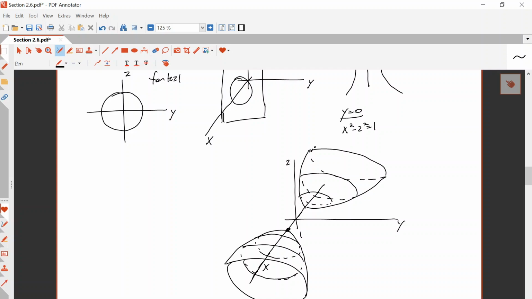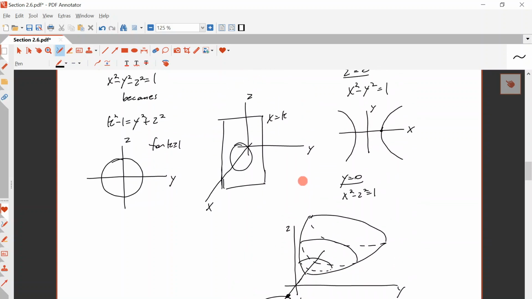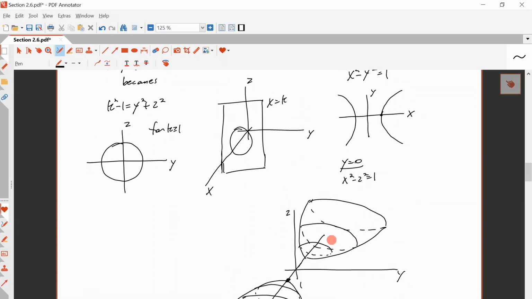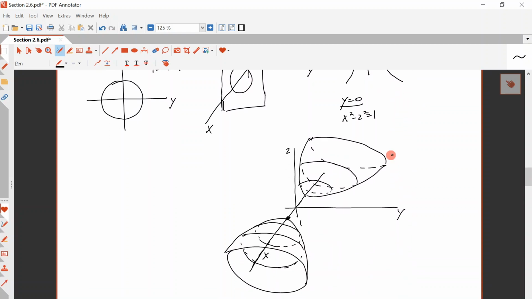There it is. Okay, so I drew the hyperbola, and then parallel to the YZ plane, I've got circles, and then the hyperbola gives me a good silhouette for how those circles are growing and shrinking and how they look next to each other. Okay, so I've got this picture here.